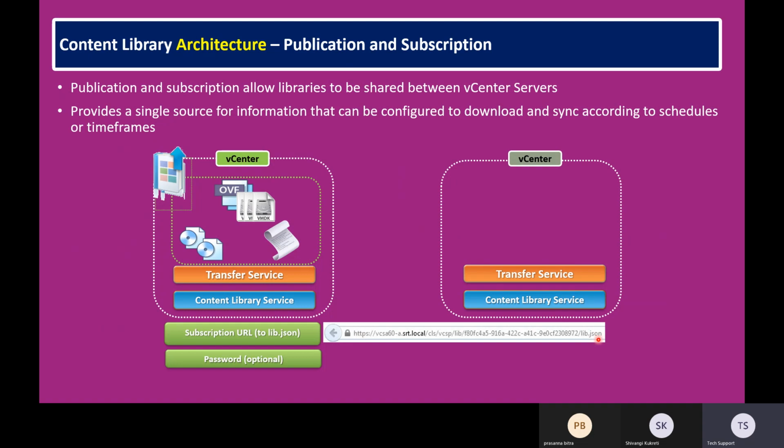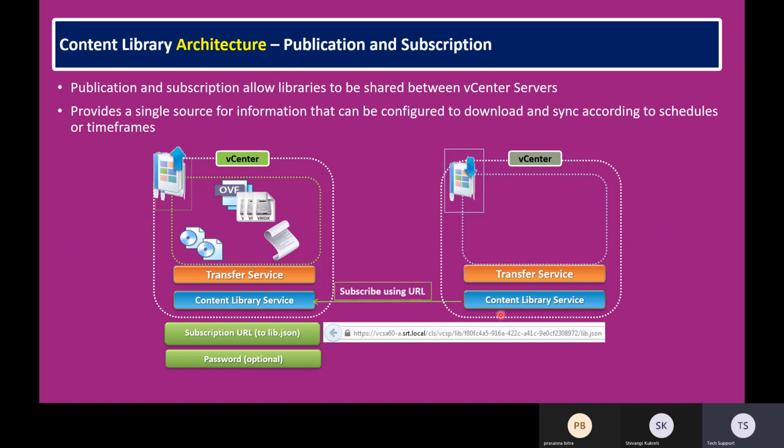When the remote vCenter is trying to subscribe to our published vCenter server using the library.json file, the password is optional. The additional services within the vCenter are the content library service, and also a transfer service. The content library service always helps to synchronize the data between our primary vCenter and the remote vCenter. And the transfer service, as the name itself says, is responsible for requesting the data from the primary vCenter and sending the data to the remote vCenter server using HTTP.